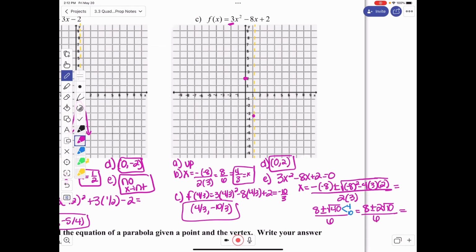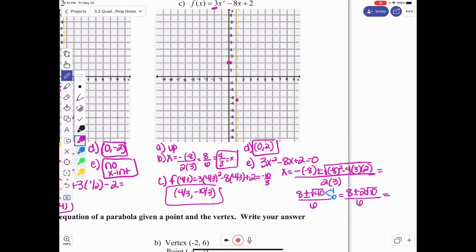Okay, we can simplify this yet again because 8, 2, and 6 are all divisible by 2. So if I reduce all those by 2, I will get 4 plus or minus the square root of 10, because 8 divided by 2 is 4, 2 divided by 2 is 1, so there's nothing in front of that square root of 10 anymore. 6 divided by 2 is 3.